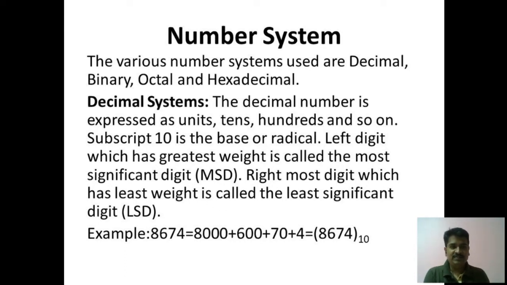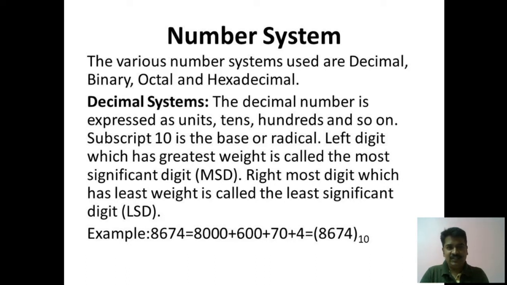We give 10 rupees, we give 100 rupees, we give 1000 rupees. That's a decimal number system. Here the subscript is 10. It's called the base, or it's also called radix. In any decimal number system, I have given you the example of 8674.